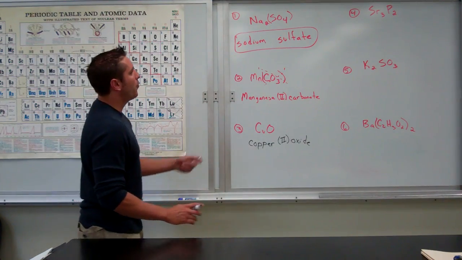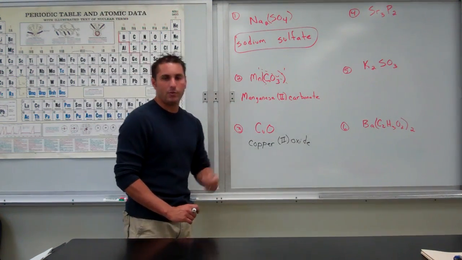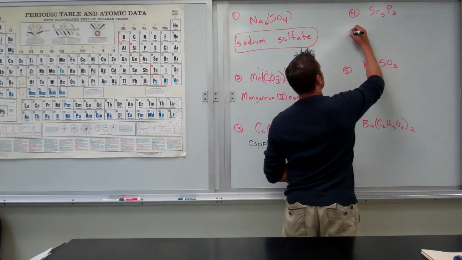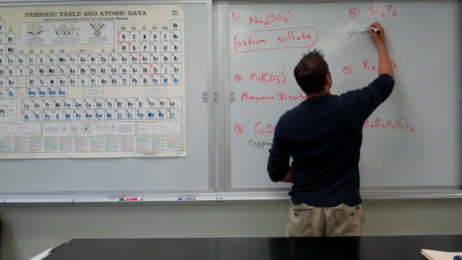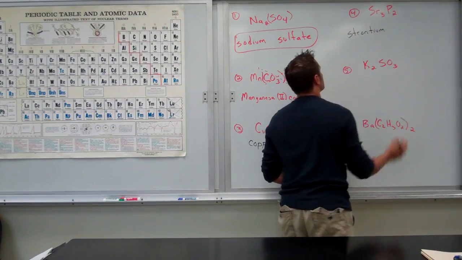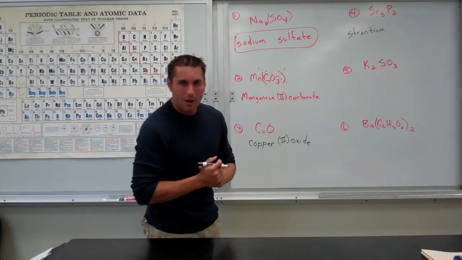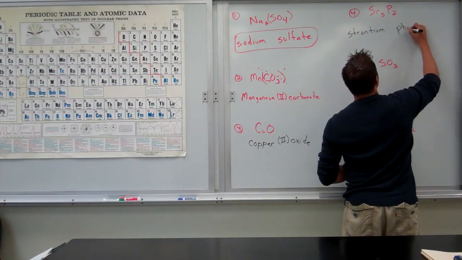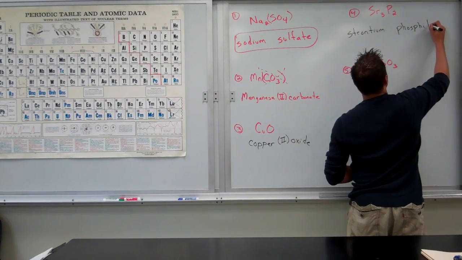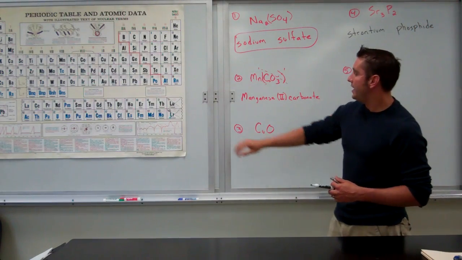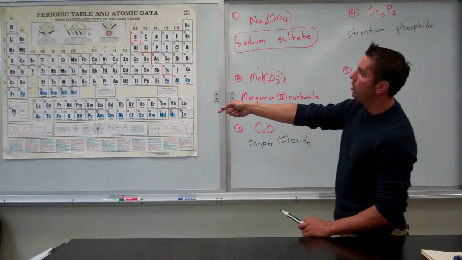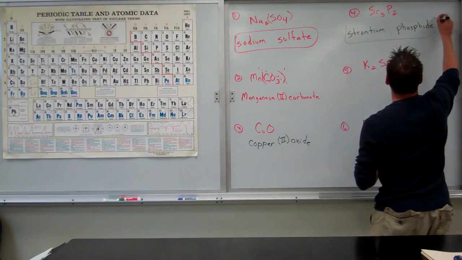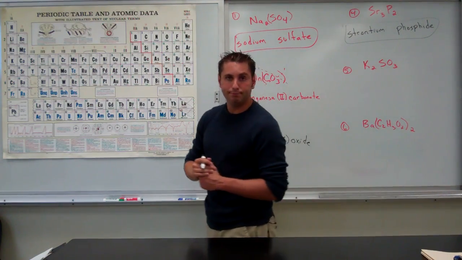Moving over to example 4, Sr3P we said was ionic because it's a metal with a nonmetal. So we name our metal. Sr is strontium. P is a non-metal, right? So we have to make sure it ends in IDE. So strontium phosphide. And then we say, is strontium a transition metal? Strontium is in group 2, so the answer is no. So strontium phosphide is good just the way it's written.